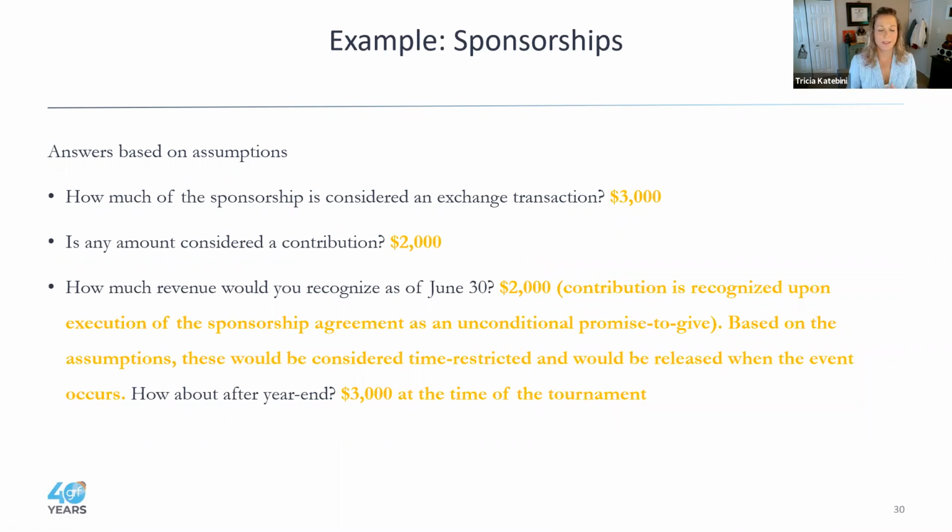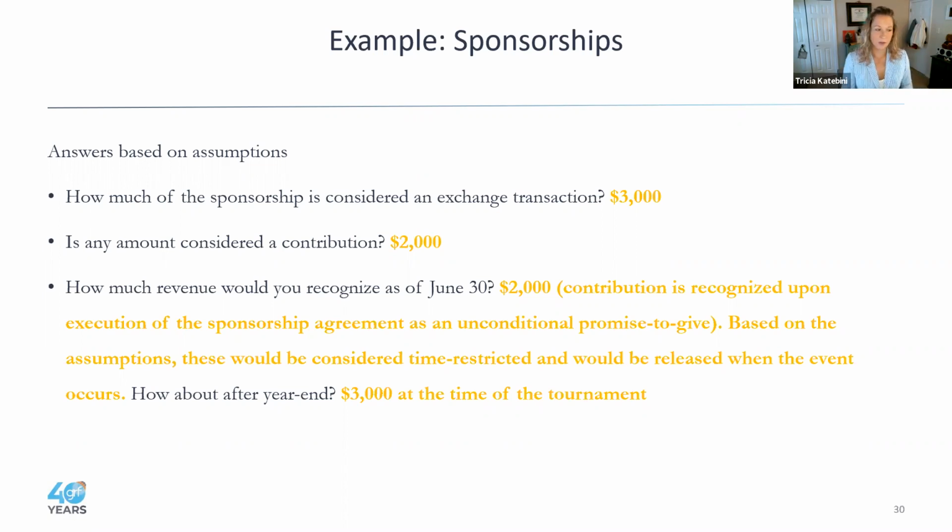The exchange portion, I think we all agree here, just based on the very simplistic nature of this example, is the $3,000 for the green fees, the cart fees, the meals, the beverage, and that entertainment portion of it. Is any amount of that considered to be a contribution? Well, it's a total of $5,000. So the contribution element of that would be the remainder of the $2,000.